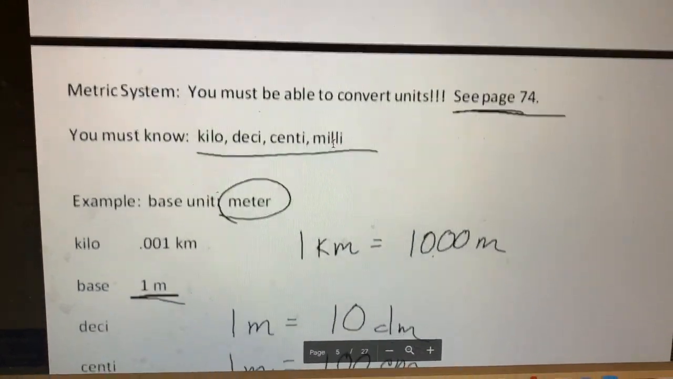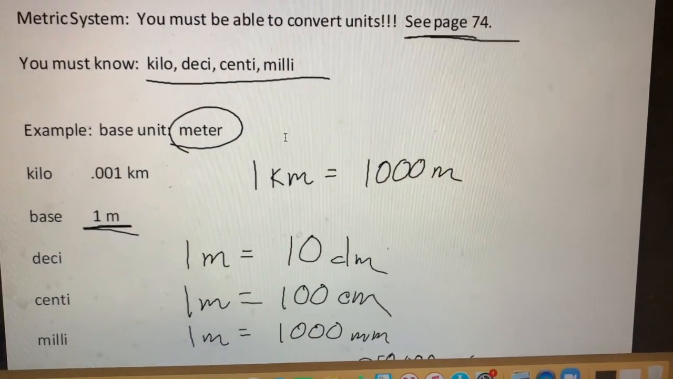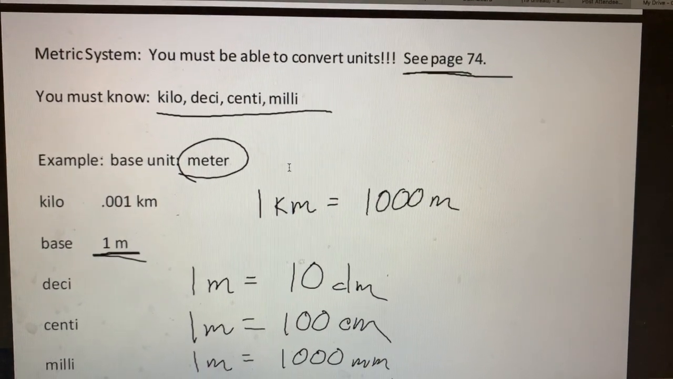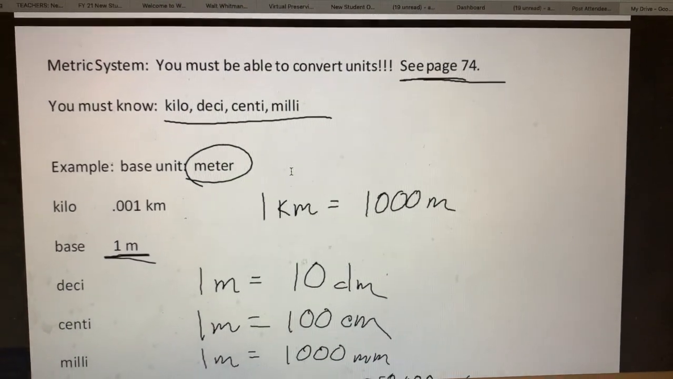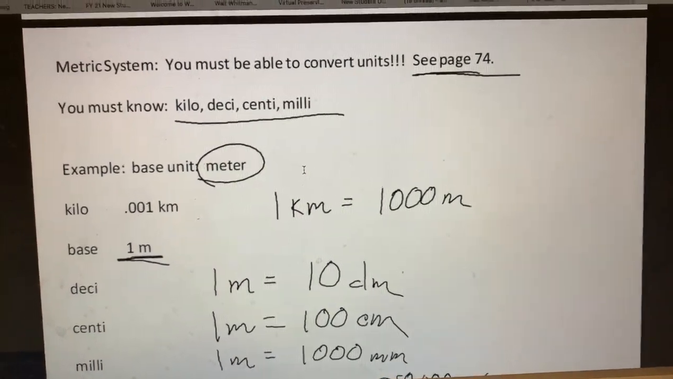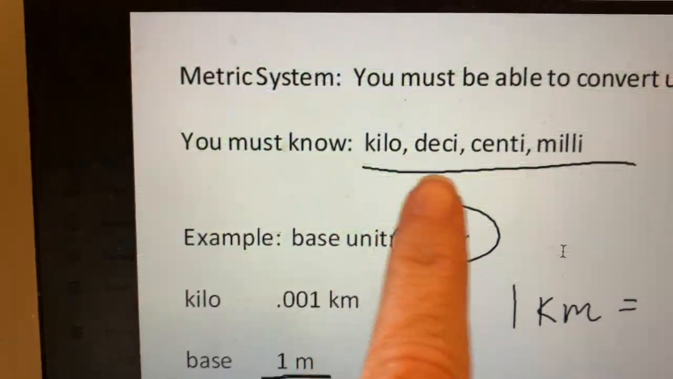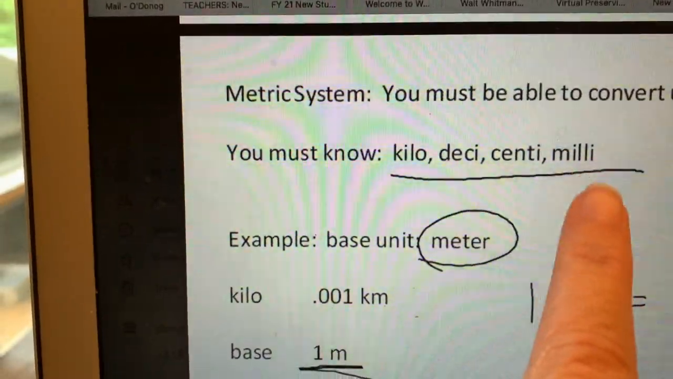Something else that you are going to be responsible for, but we're not going to spend a huge amount of time practicing, so this is going to be one on your own, is making sure that you are comfortable with the metric system. In your textbooks, this is on page 74. You can look this up anywhere. This is the important part: you must know and be really comfortable with these 4 prefixes: kilo, deci, centi, and milli.